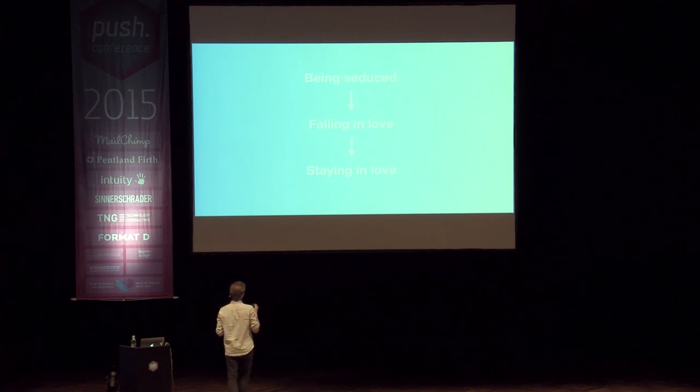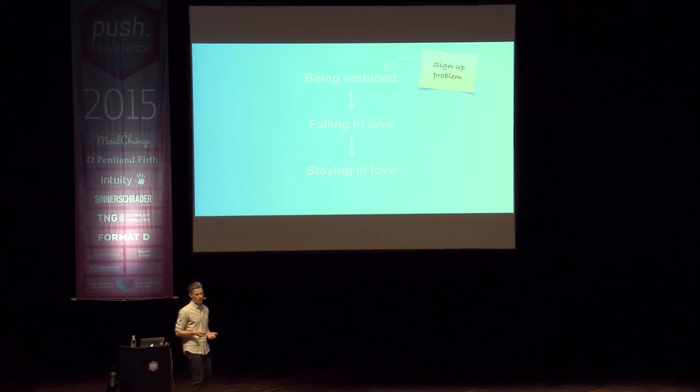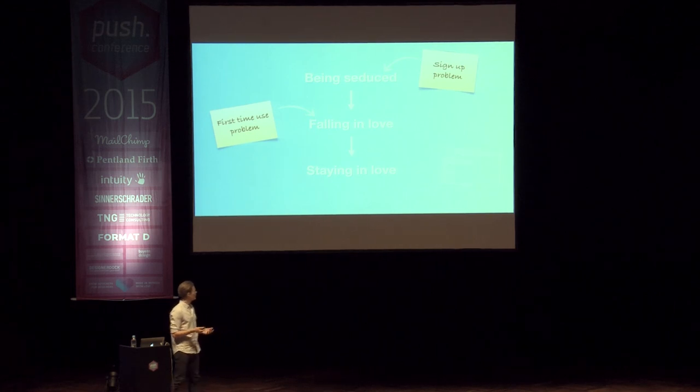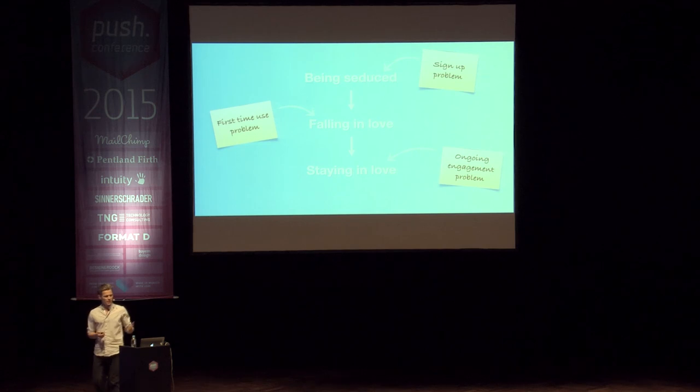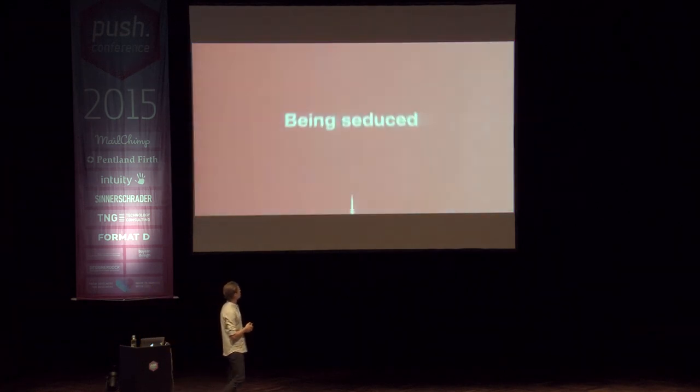So trying to seduce people, it could probably be the sign-up problem. People are interested, but they aren't really motivated to give it a try. Next is falling in love. So people got started, but they don't know what to do or how to get started. And then finally, staying in love. That's the ongoing engagement problem. And that's going to be kind of the agenda for this presentation. I'm going to start from the top and walk you through all the way to the bottom. So let's start with being seduced.